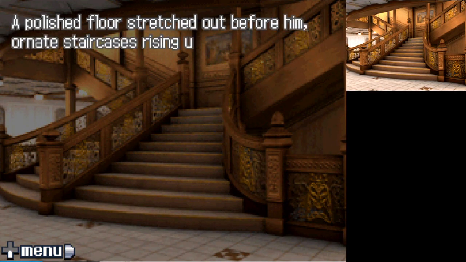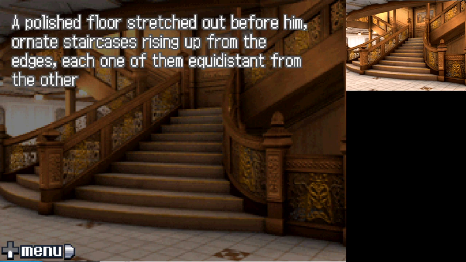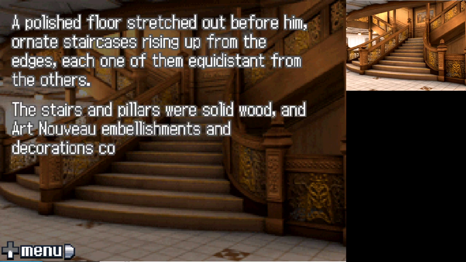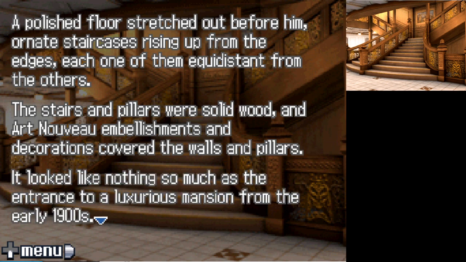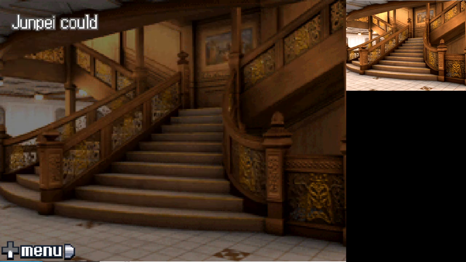Boss floor stretched out before him, ornate staircases rising up from the edges, each one of them equidistant from the others. I've never seen that word before. Stairs and pillars were solid wood, and art. Embellishments and decorations covered the walls and pillars. It was like nothing so much as the entrance at the luxurious mansion of the early 1900s.